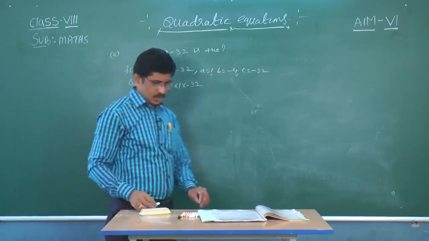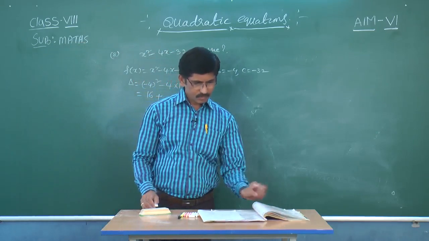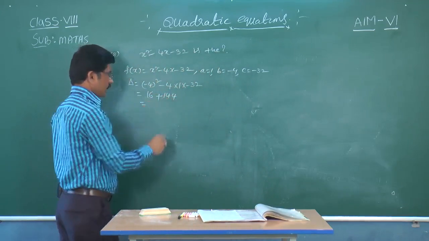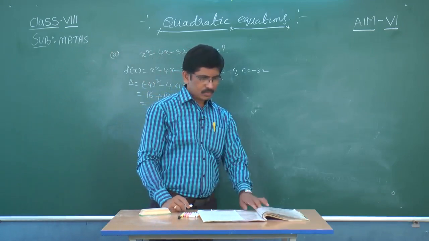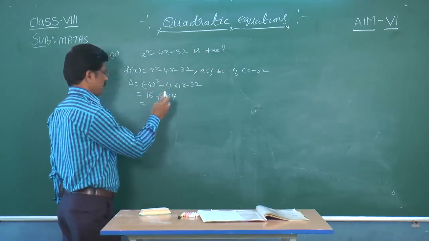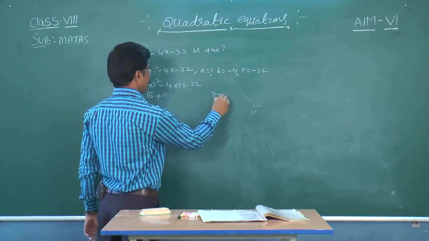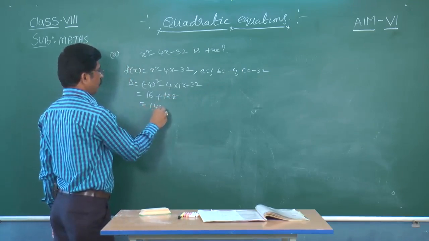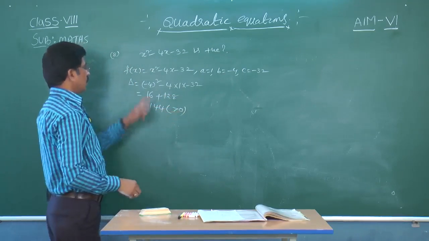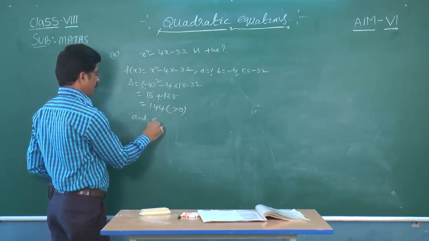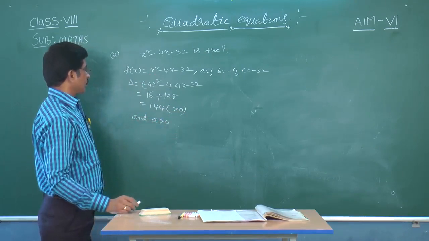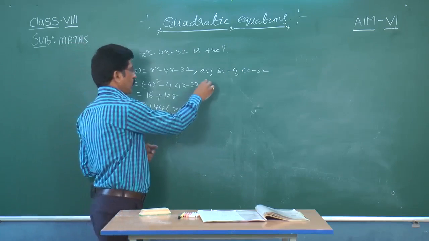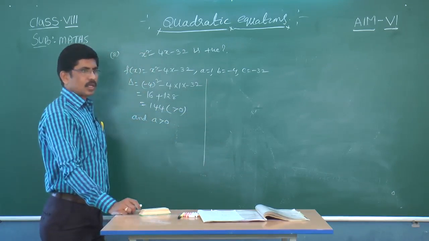16 plus 32 into 4, 128, that equals 144. It is greater than 0, and also a is greater than 0. When delta is greater than 0 and a is greater than 0, the roots are real and distinct.